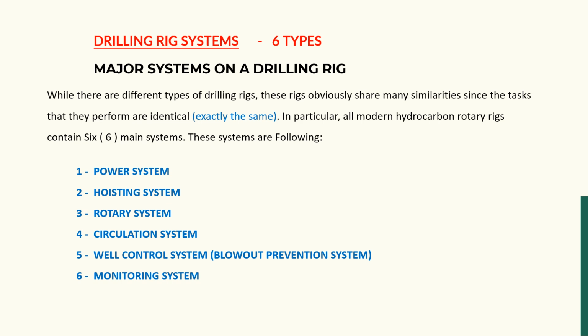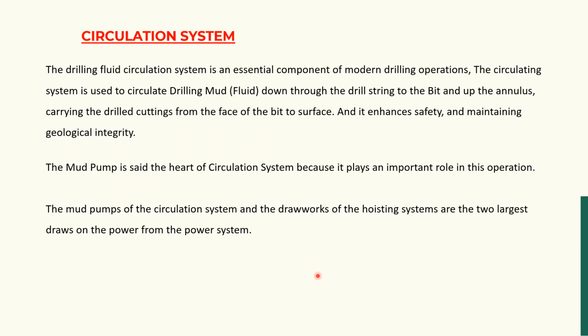As we know, we are reading the drilling rig systems, and as I said earlier, the rig has 6 systems. Number one is power system. We have seen it already. Then we read hoisting system. Then we completed rotary system. Today we are going to learn about this one, circulation system. What is the circulation system, how it is conducted in a rig, what are the benefits of this circulation system, and how important it is. So let's go to the slide.